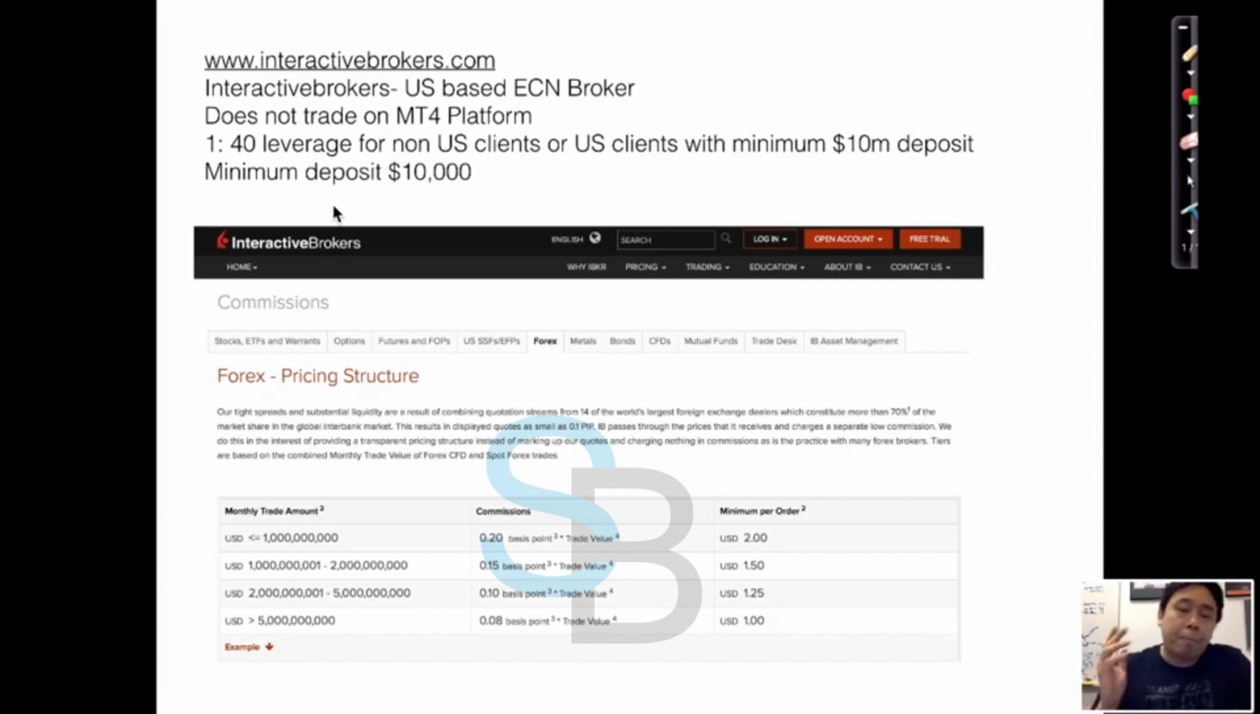Now, if you're a non-US client, you don't need $10 million US. You just need 10,000 US dollars minimum to start. So if you don't have 10,000 US dollars to start, then you may consider Halifax as the alternative, only $200 to start. So these are the various brokers available. Again, if you want to get our student rates for Halifax, which I mentioned earlier, you can send me an email. If you find any other better broker, do let me know as well. I'd love to introduce them to my students.